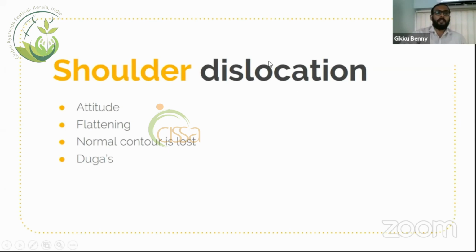This I already explained. The attitude of the patient: the patient comes to OPD with the affected hand supported by the opposite hand. There is flattening of the shoulder, and the patient is not able to do the Dugas test and is not able to attempt any movements. We can do the reduction by either Koch's method or Mills method, and we can also use Stimson's gravity method.